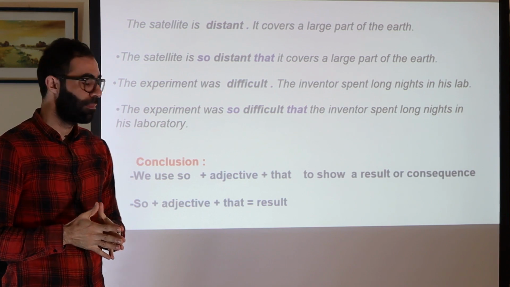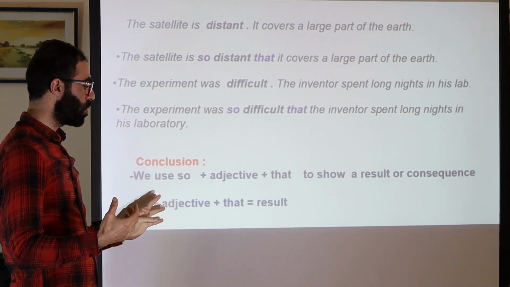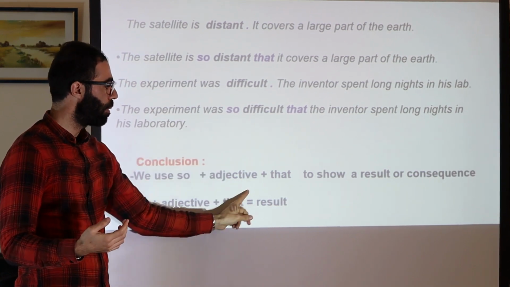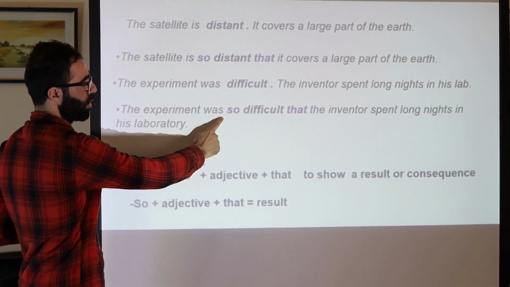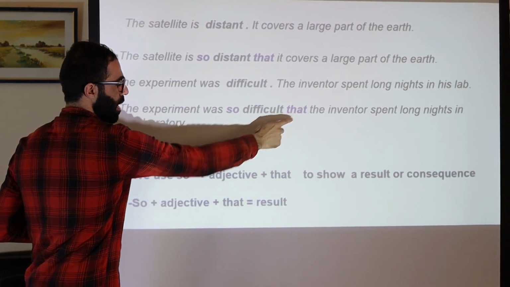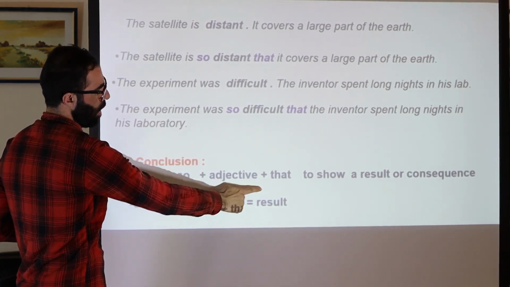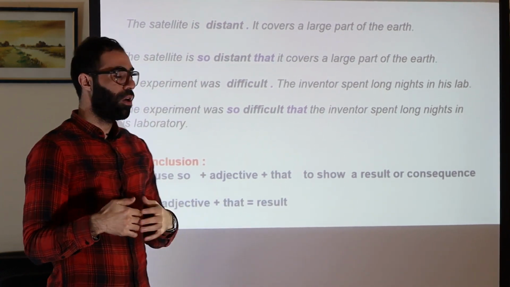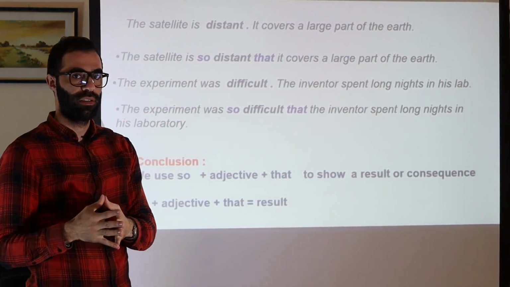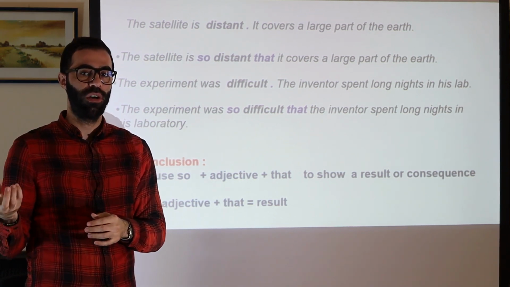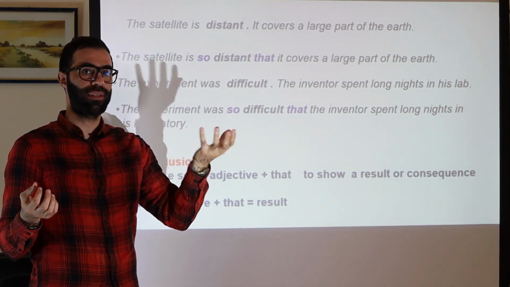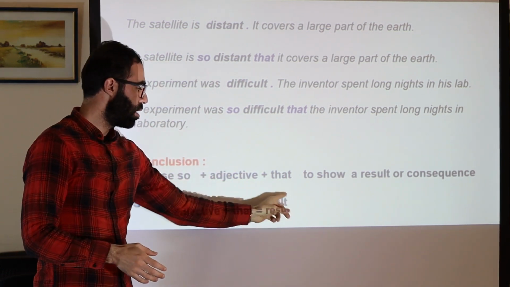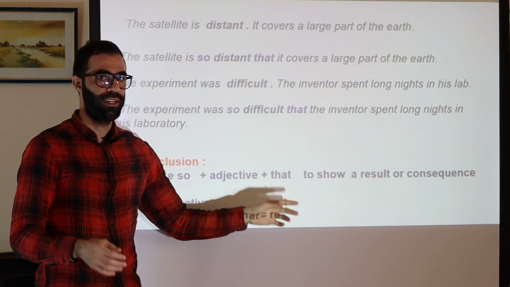As a conclusion, we notice that we use so plus adjective plus that. This is so, this is the adjective, and this is that. We use so plus adjective plus that to show a result or a consequence. Okay?